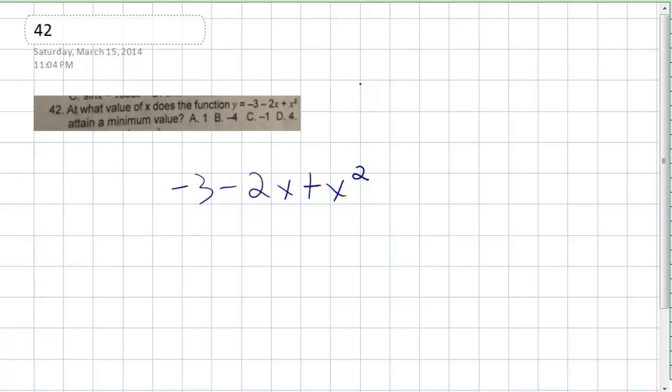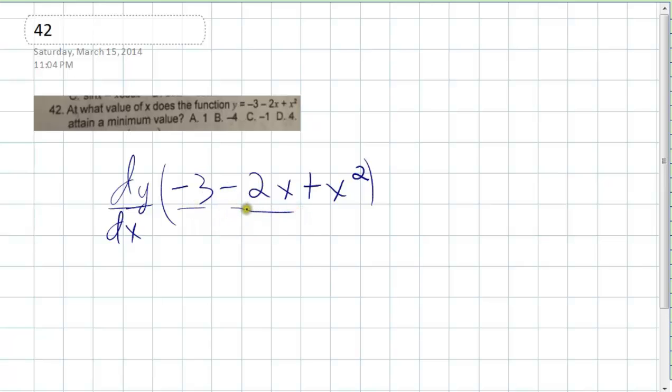So when I'm taking the derivative, remember that d over dx. I can split all of this up, or essentially derivatives are linear when it comes to addition and subtraction. So I can just go ahead and take the derivative of each one of these parts and then put them back together. So what's the derivative of -3?